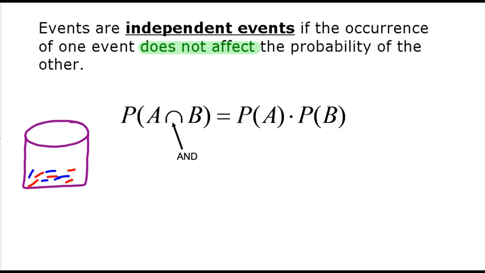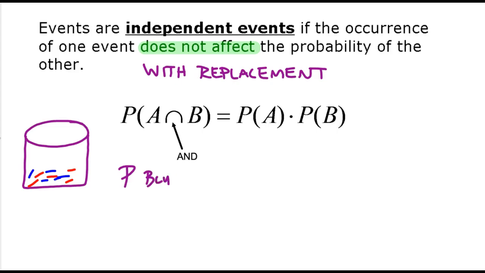Events are independent if the occurrence of one does not affect the probability of the other. This is a situation with replacement, so the second probability is unaffected by the first event happening, and we consider them independent events. So let's say probability of blue and blue.